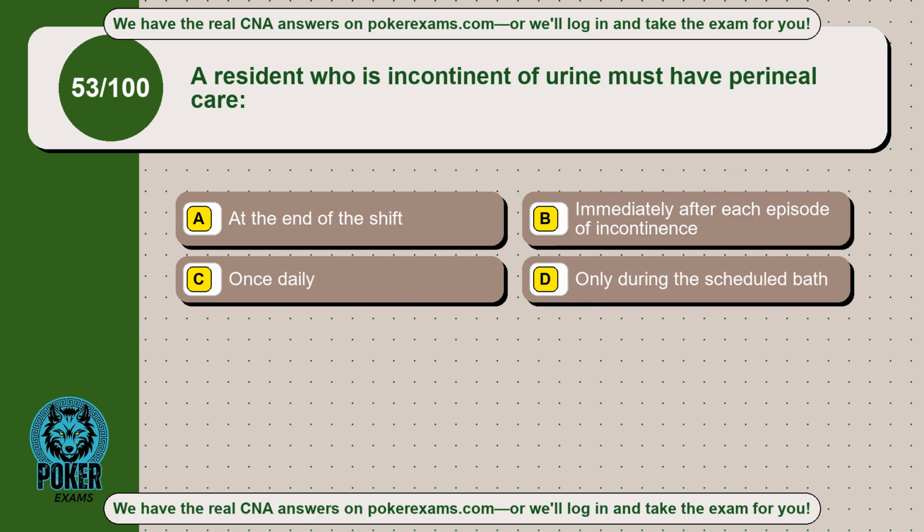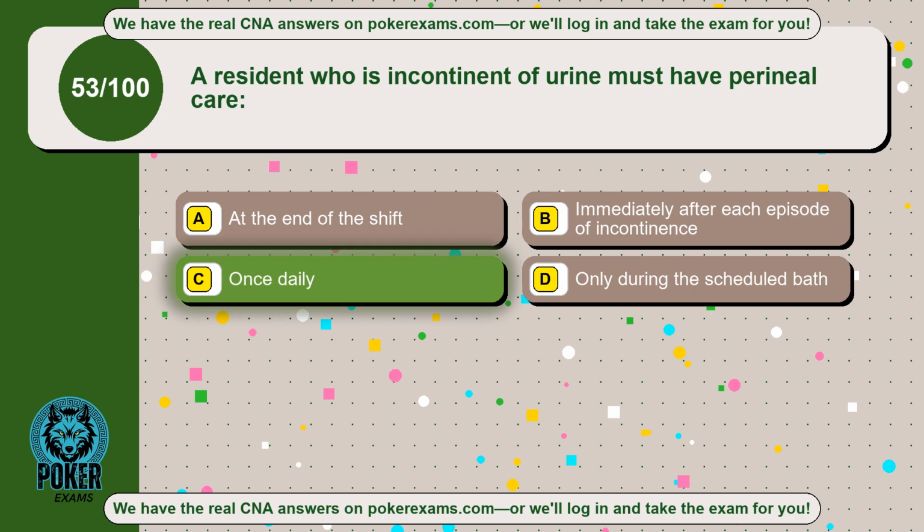Question 53. A resident who is incontinent of urine must have perineal care. Option A. At the end of the shift. Option B. Immediately after each episode of incontinence. Option C. Once daily. Option D. Only during the scheduled bath.